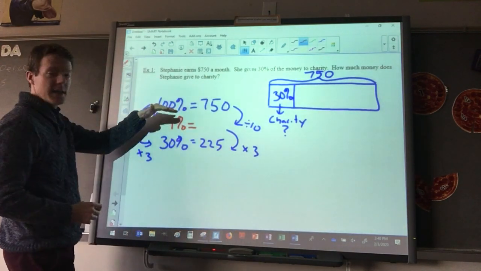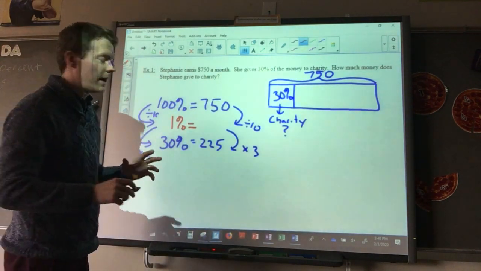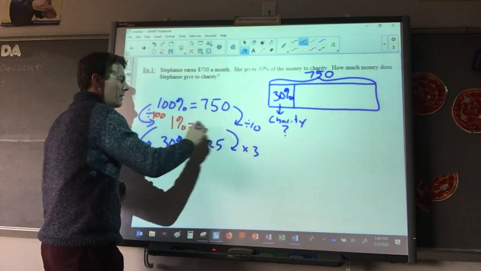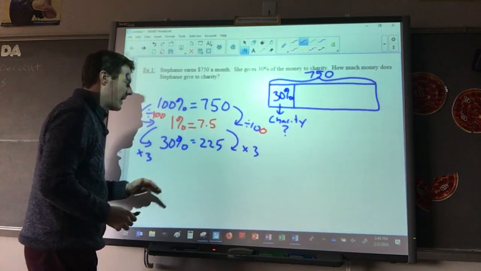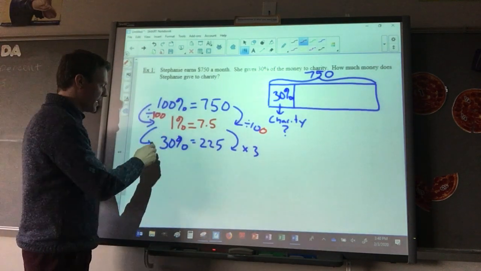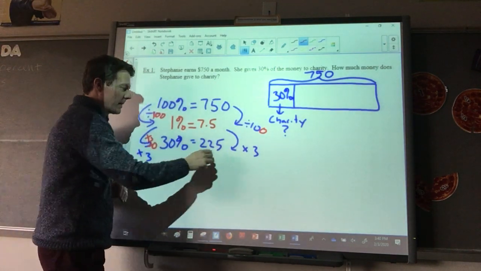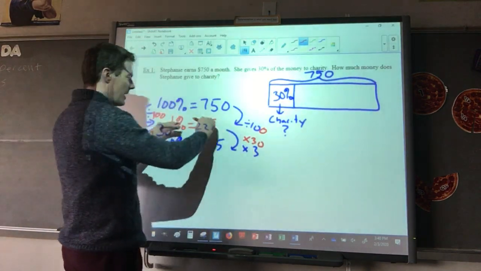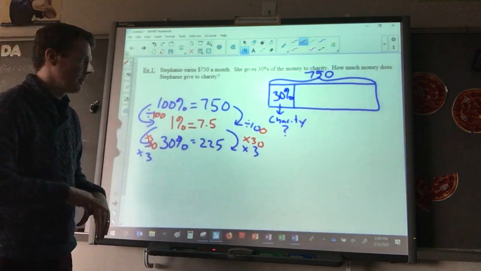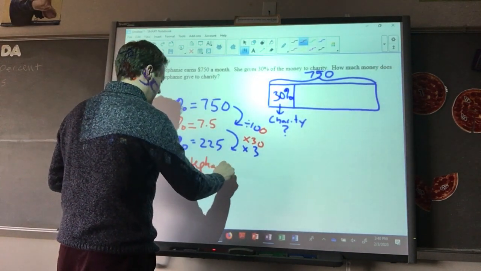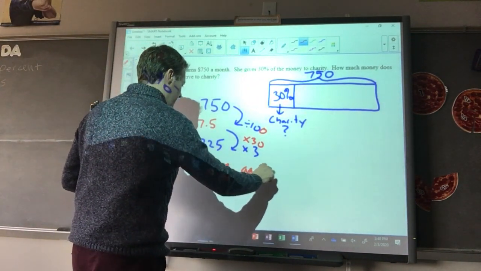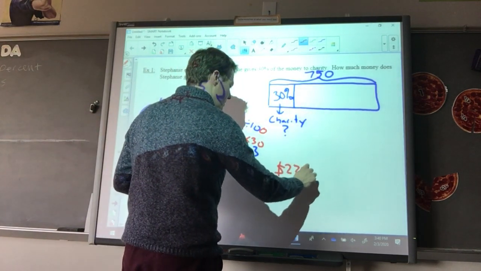They like to go to 1%. Doesn't matter. Now instead of dividing by 10, I'm dividing by 100. And so instead of 75, I'm going to get 7.5. And now instead of times 3, I'm doing times 30, and I end up getting the same thing. I get 225. So I'll finish off with a sentence. Stephanie gave $225 to charity.